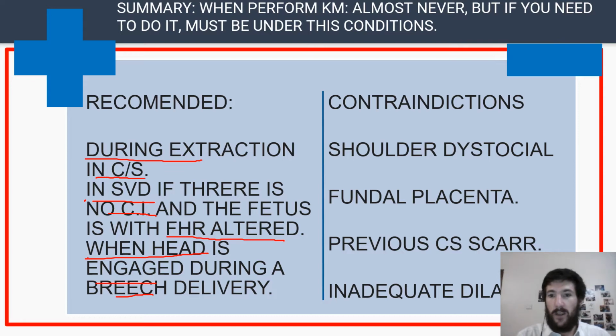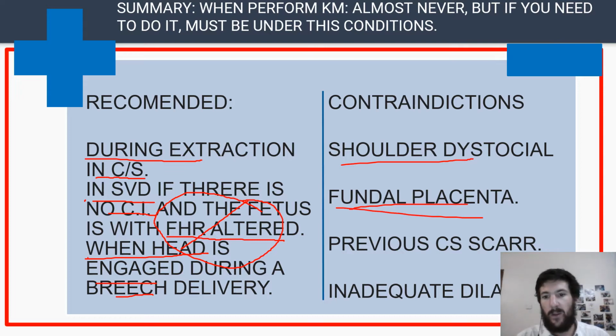And which are the contraindications that don't allow us to use the Christelle maneuver? In these situations: shoulder dystocia. We cannot perform it in a shoulder dystocia because a shoulder dystocia is a space conflict. It's not a pressure conflict, it's a space conflict. If we increase the pressure, maybe we can break the clavicular bone of the baby, maybe we can increase the tears. So in shoulder dystocia, we use the maneuvers. We don't use the fundal pressure.